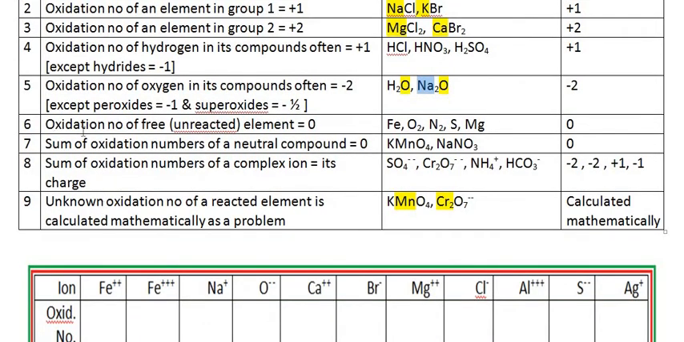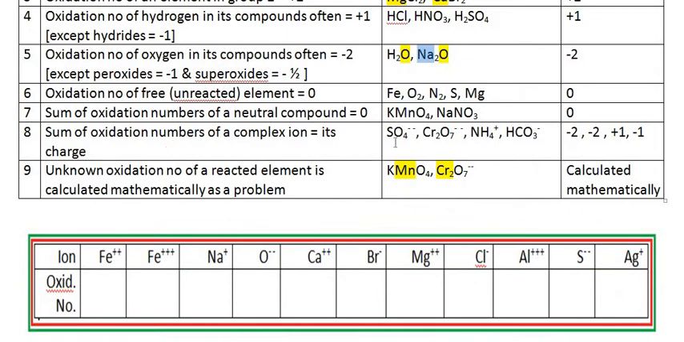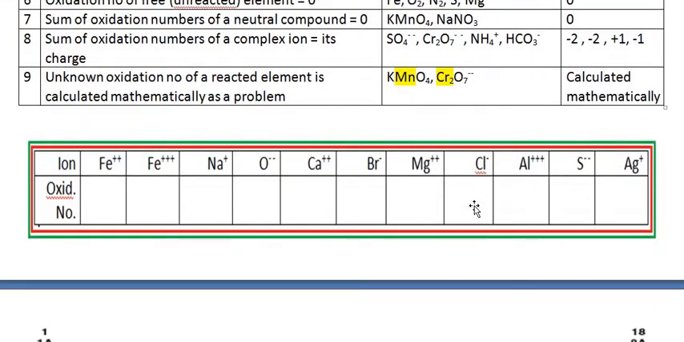And so on. The oxidation number of any free, unreacted atom equals 0. For iron alone, 0. For oxygen alone, 0, and so on. The oxidation number of a whole ion equals its charge. The oxidation number of any element can be determined by calculation. The oxidation numbers here are plus 2, plus 3, plus 1, minus 2, plus 2, minus 1, plus 2, minus 1, plus 3, minus 2, plus 1.